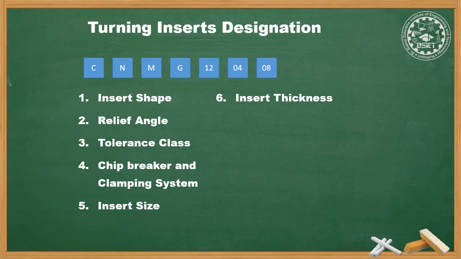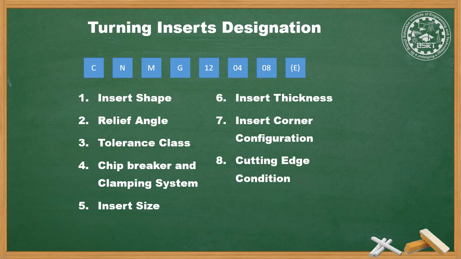Seventh is the insert corner configuration. Insert corner configuration is nothing but the corner radius, and usually 0.8 means the corner radius is 0.8 mm. Next is the cutting edge condition. Cutting edge condition is nothing but the sharp edge condition or round edge condition or chamfered edge condition or chamfered and round edge condition. In these only 4 types are there. Usually E stands for round cutting edges.